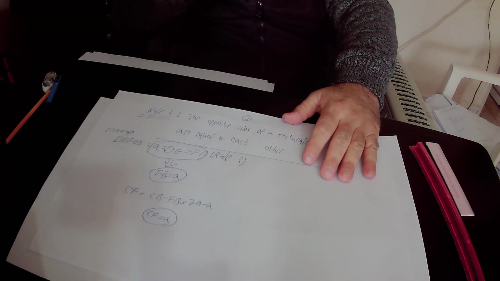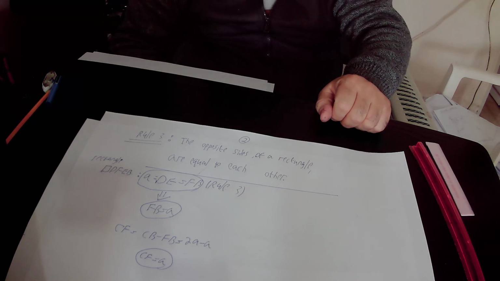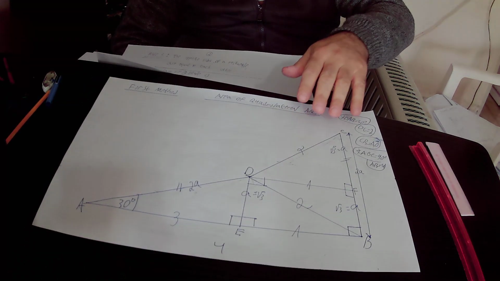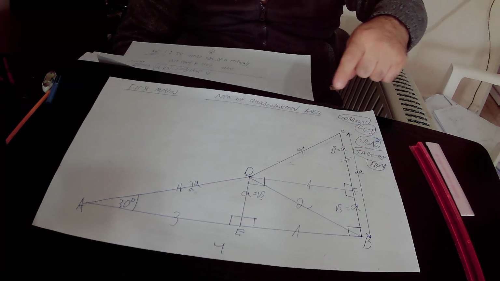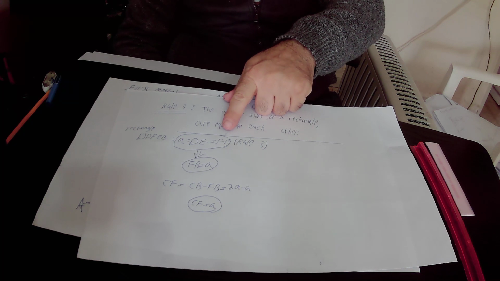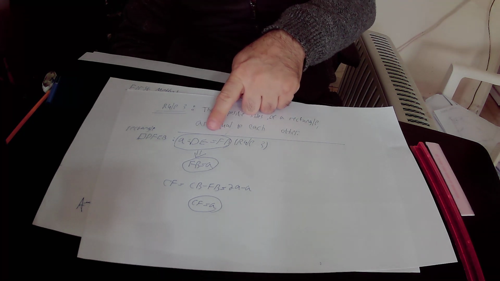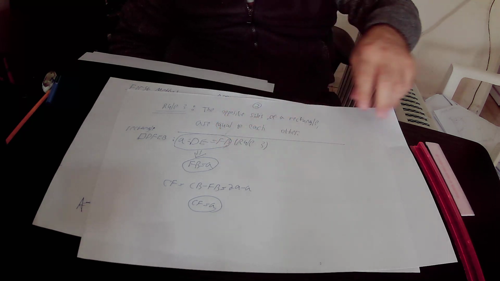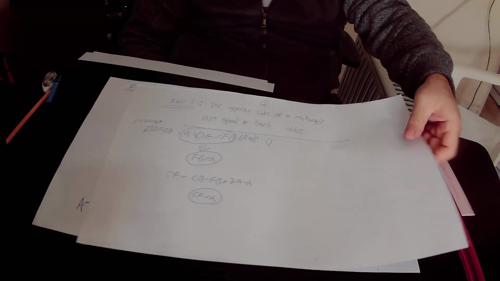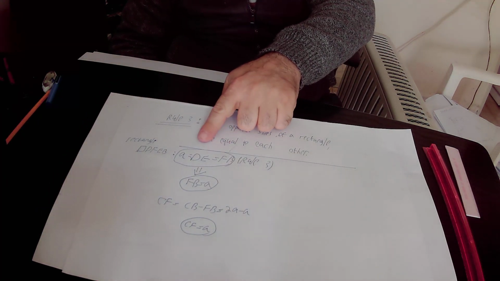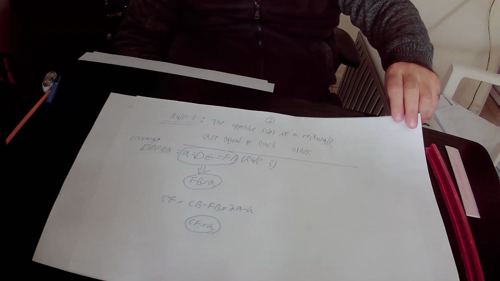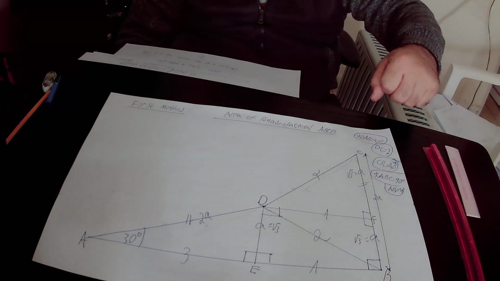Then I presented to you rule number 3. According to rule number 3, the opposite sides of a rectangle are equal to each other. That is to say, the opposite sides of rectangle DFEB are equal to each other. It means that DE equals FB. According to rule number 3, DE equals FB, but DE equals A according to our definition. From this equation we derive that FB equals A. Okay, FB equals A.